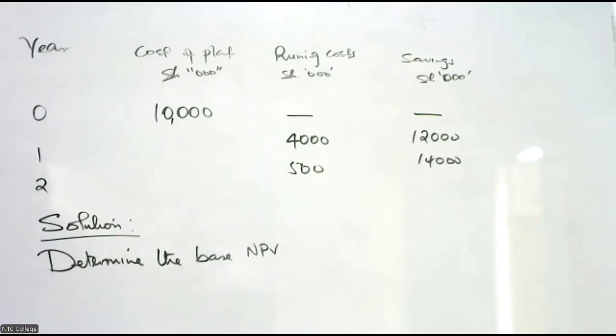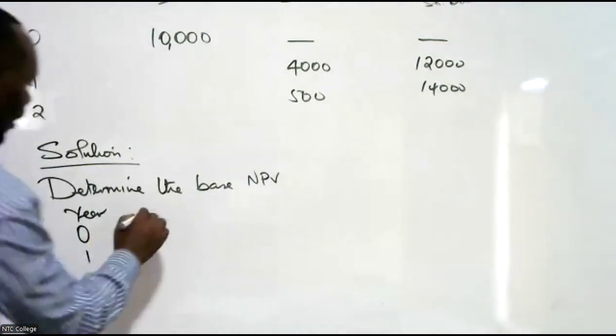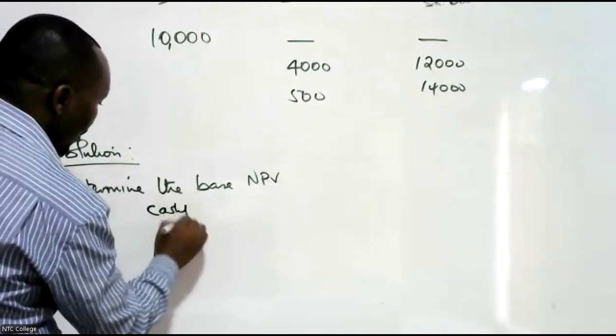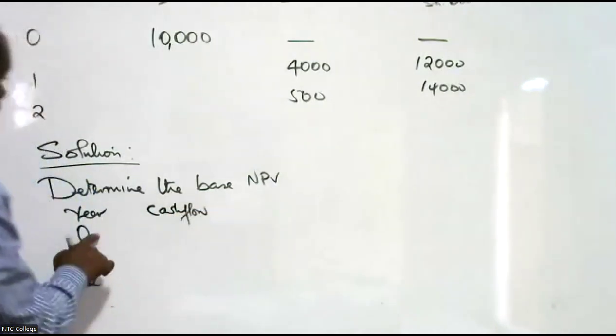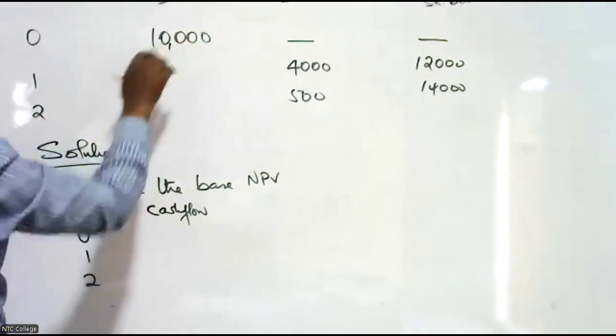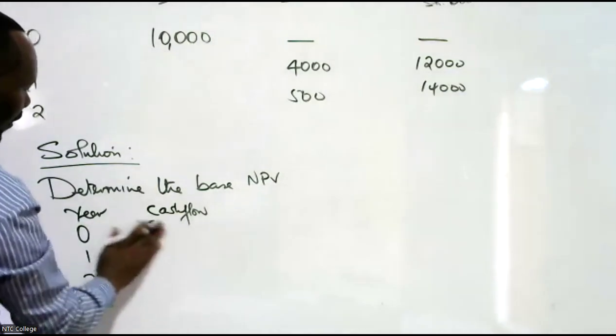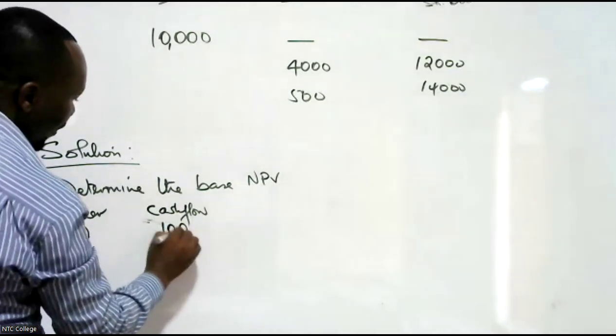We take the cash flow. So we have year zero, then one, then two. Then cash flow. In year zero, cash flow was money going out. That is cash outflow. So it is negative 10, or just say 10,000, but in bracket.